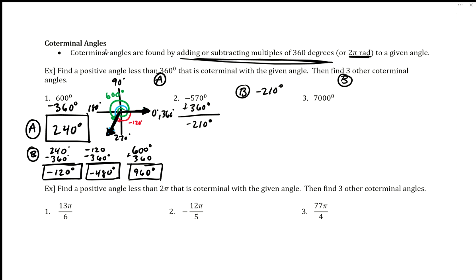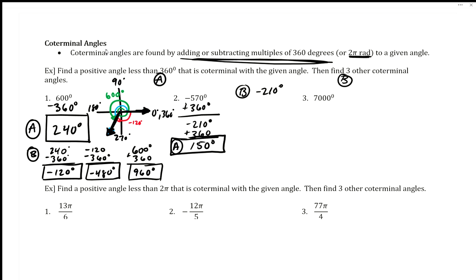It's still negative. How about I add another 360? 150. There we go. That's between 0 and 360 degrees. Find a positive angle less than 360. There we go. We did it.